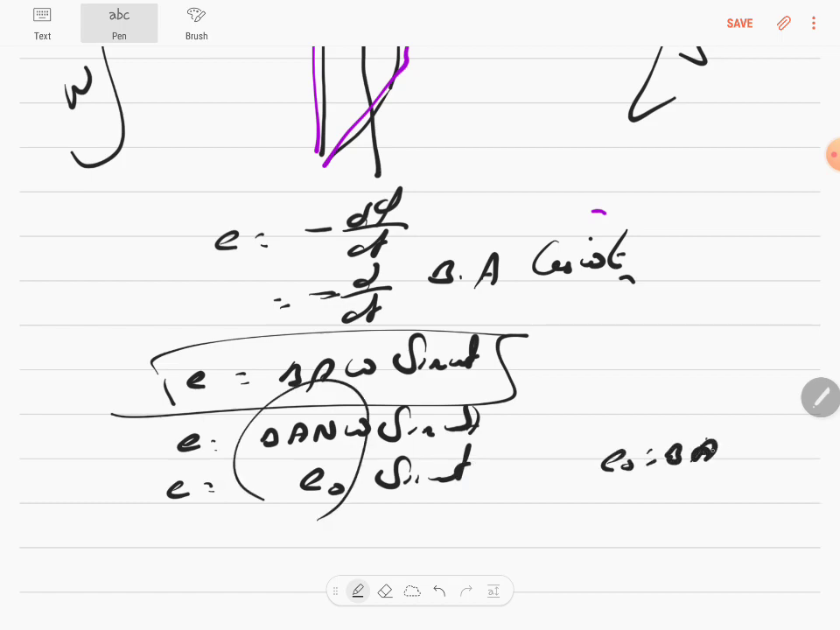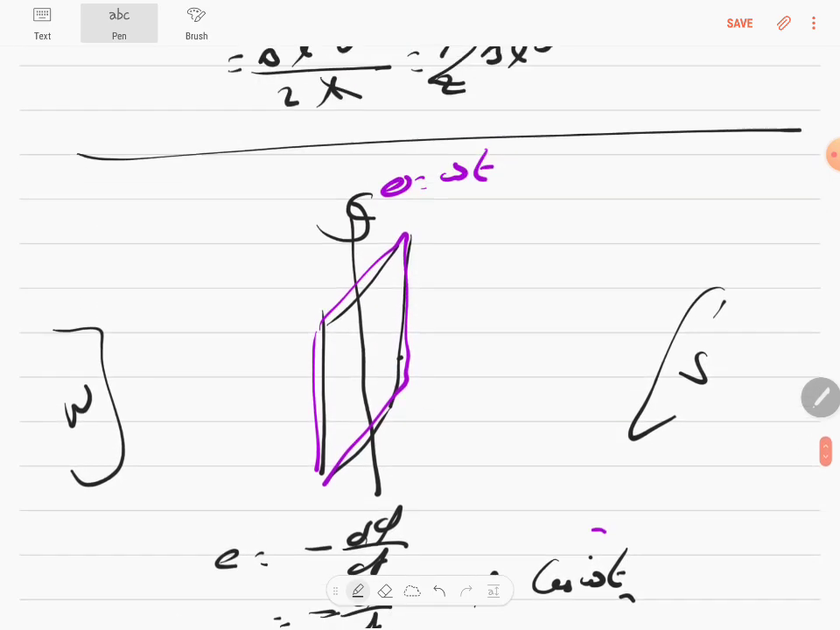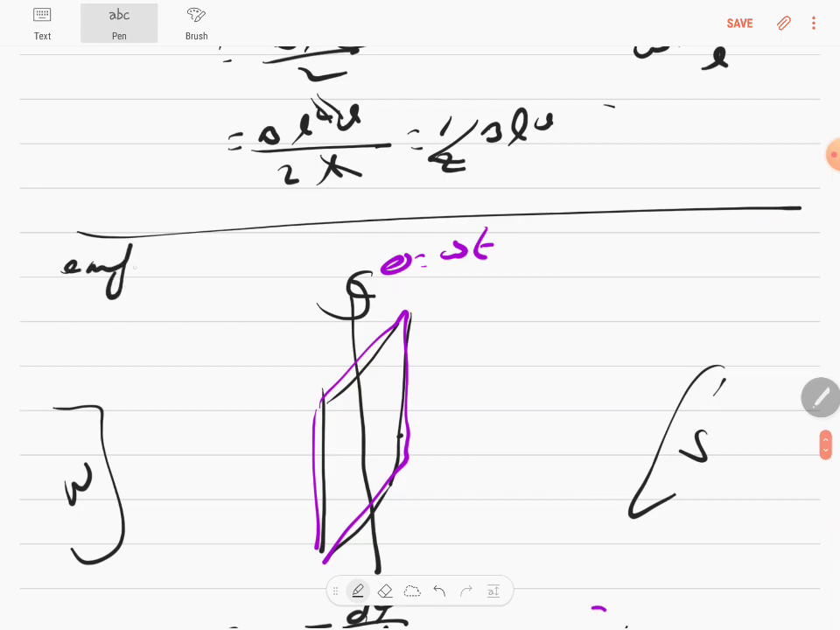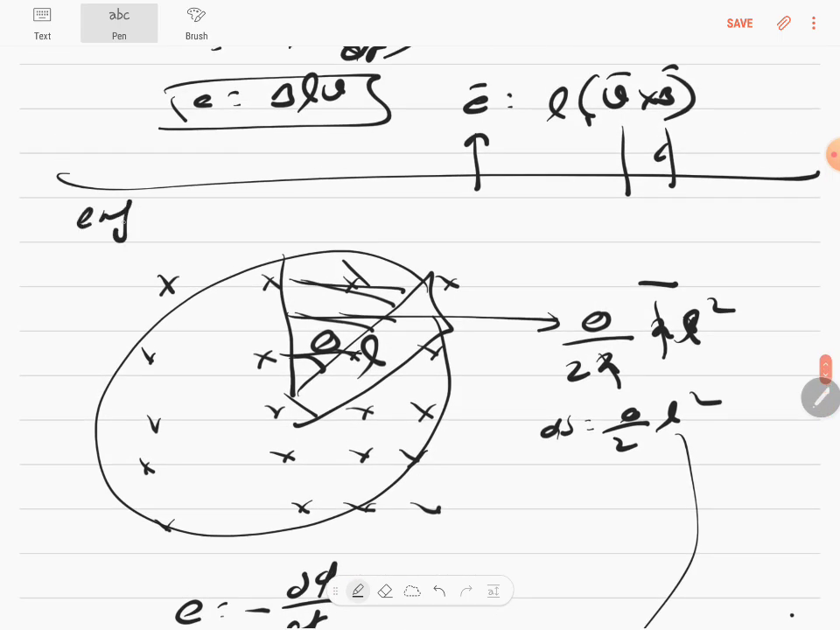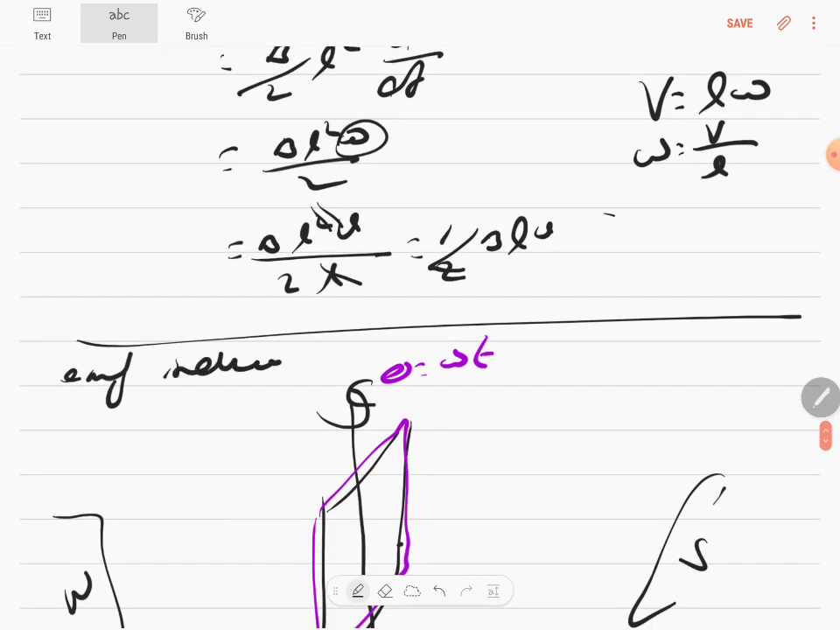When E naught is BAN omega, in the numerical they will surely give a resistor. Then if they ask for maximum current, it is E naught by R, which is BAN omega by R. So BAN omega is the voltage, and voltage by R gives you the maximum current in the coil. Are you clear? So this is about an EMF induced in a rotating coil, or spinning coil, in a uniform magnetic field. And the earlier one was the EMF induced in a rotating rod in a uniform magnetic field.